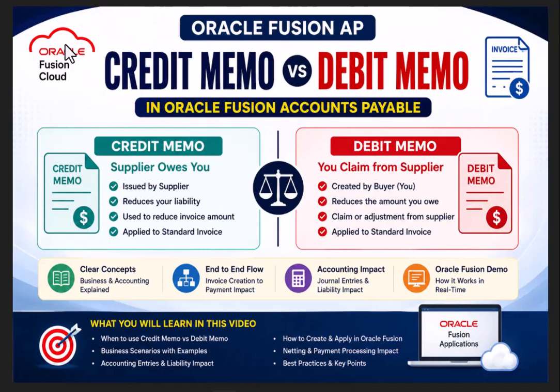In Oracle Fusion, many consultants are not clear on the difference between credit memo and debit memo in accounts payable. They are not clear on when to use a credit memo, when to use a debit memo, who creates them, either supplier or buyer, what will be their impact on accounting and AP liability, and what will be the impact on the amount that needs to be paid to the supplier.